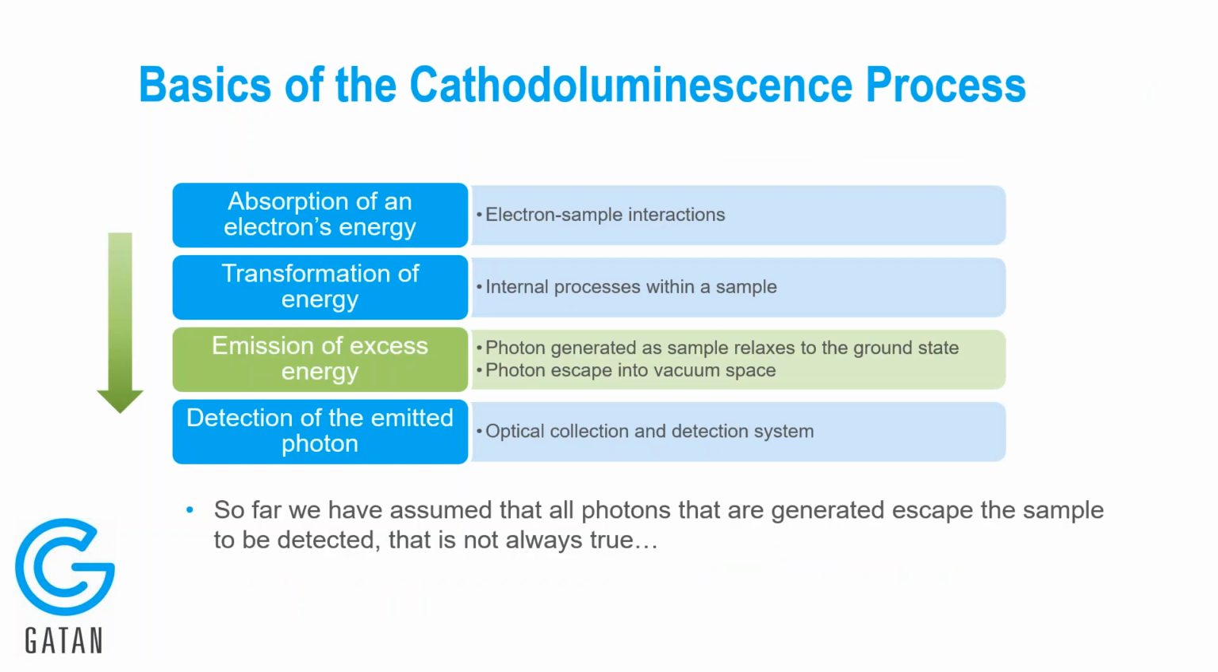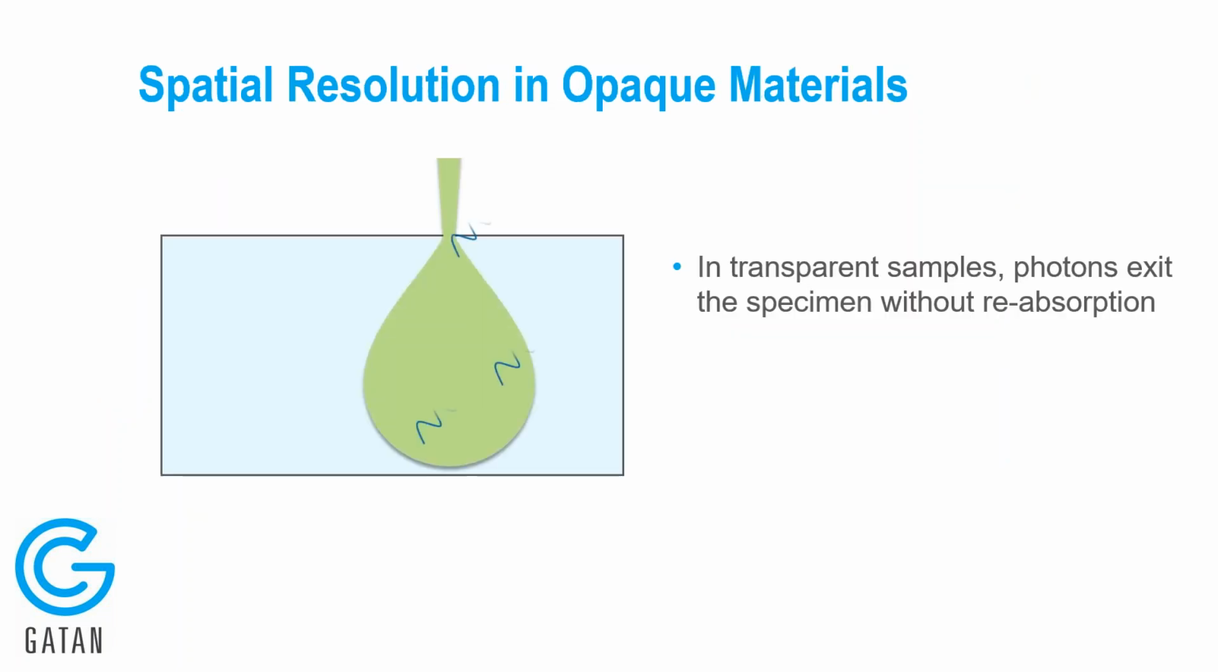So far, we've assumed that in all of these insulator and semiconductor materials that we've analyzed, all of the photons that are generated escape the sample to be detected. That's not always true. It is true generally in a transparent material that all of the photons generated by the electron beam pass through the sample and escape into the vacuum for us to be able to detect with our CL detector.